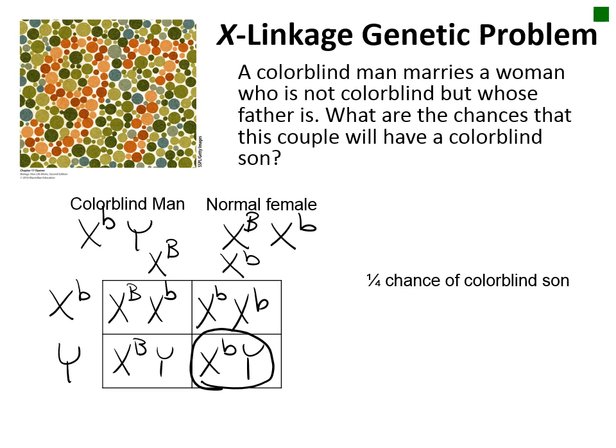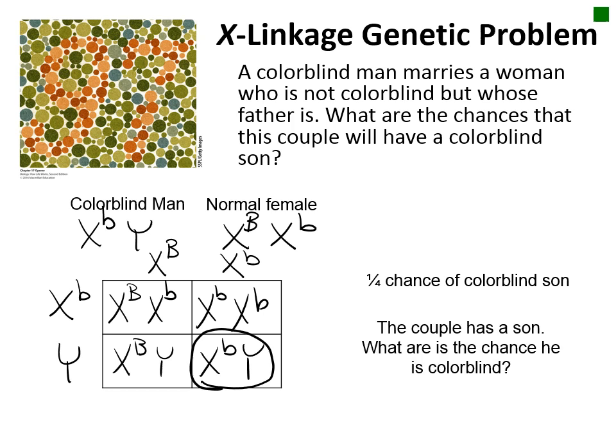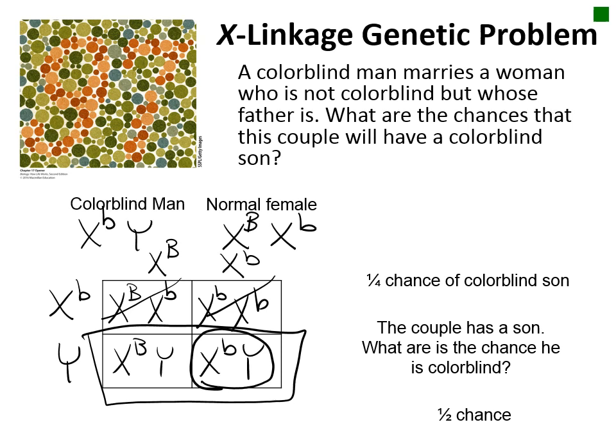However, if the question was worded in a different way, such as this, where it says the couple has a son, what are the chances he is colorblind, then the answer would be a 1/2 chance. This is because they already had the son, so we already know that the boxes with daughters cannot be options. This means there are only 2 options for the son. In one option he's colorblind, the other he is not. Thus a 1/2 chance of being colorblind.